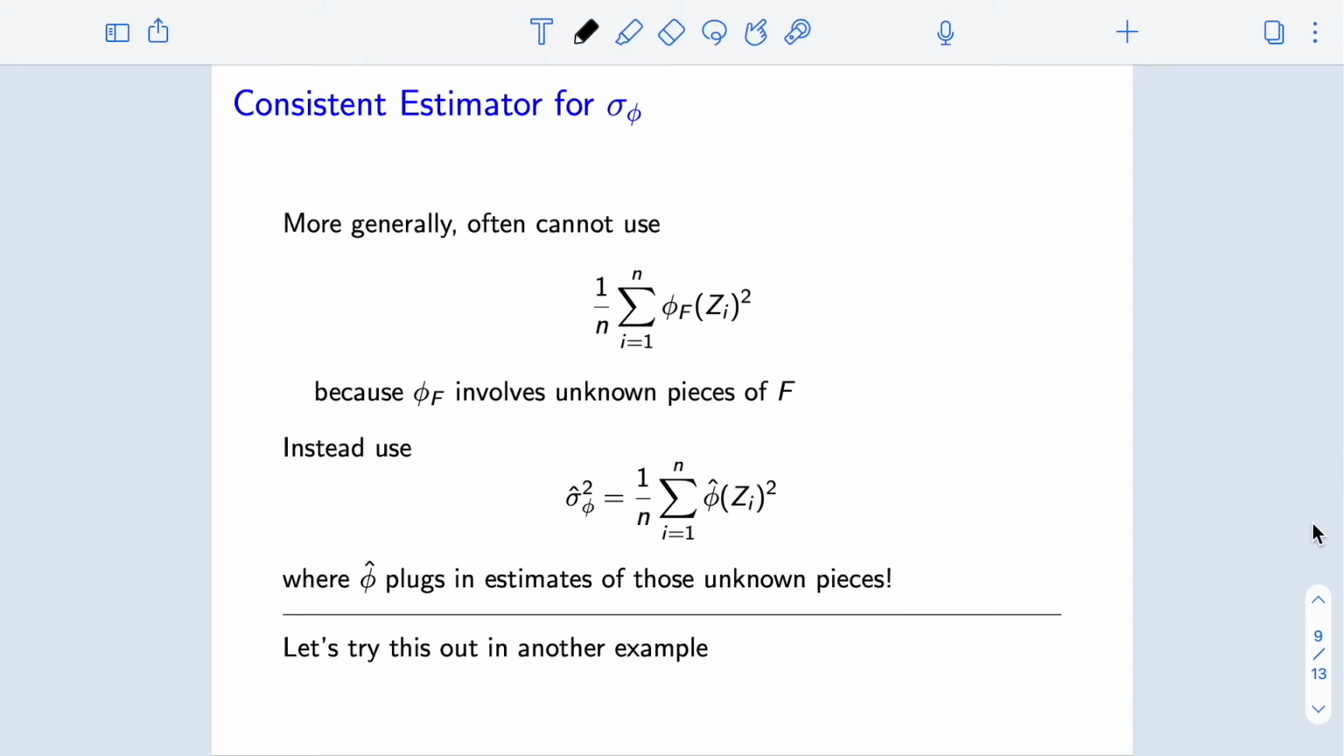So what does this mean more generally? Again, we're trying to estimate the variance of the influence function so we can then get a good estimate of the standard deviation of the influence function.